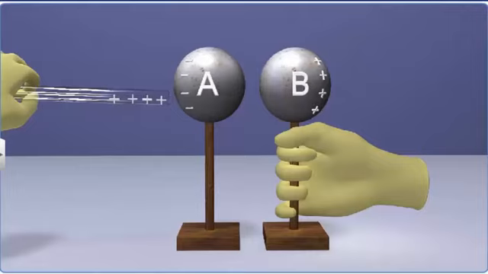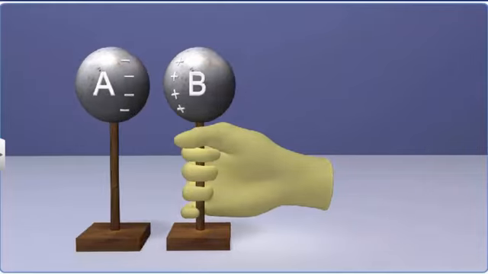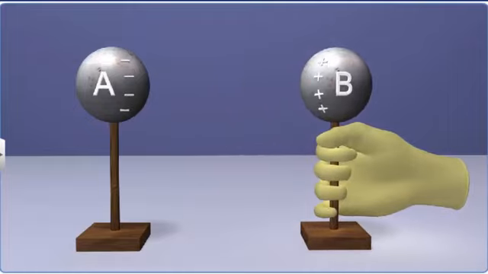Then, if we move away the glass rod, sphere A will retain the negative charge, and sphere B will retain the positive charge. We observe that the excess charge on the metal spheres distributes uniformly later.